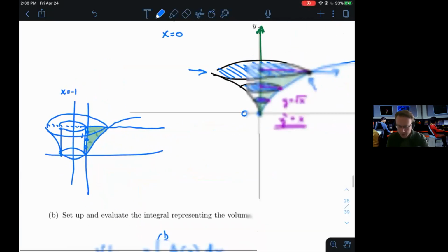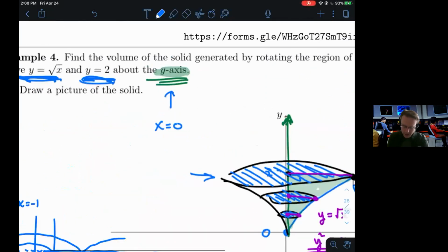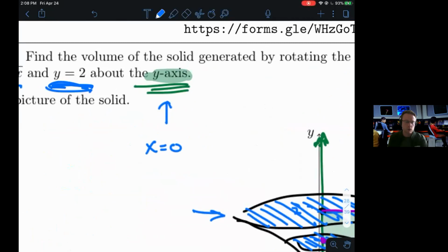The other thing is that I've told my students there's a nice rule of thumb here: if you write the axis that you're rotating around in its equation form, notice that this just says the y-axis. If I was to write an equation for the y-axis, the equation is x equals 0. And so we're trying to rotate it about x equals 0.